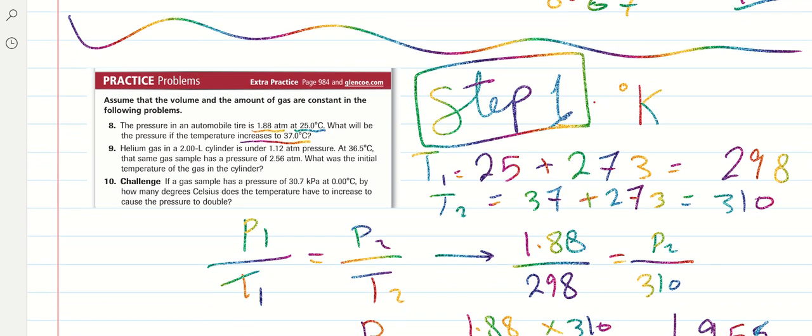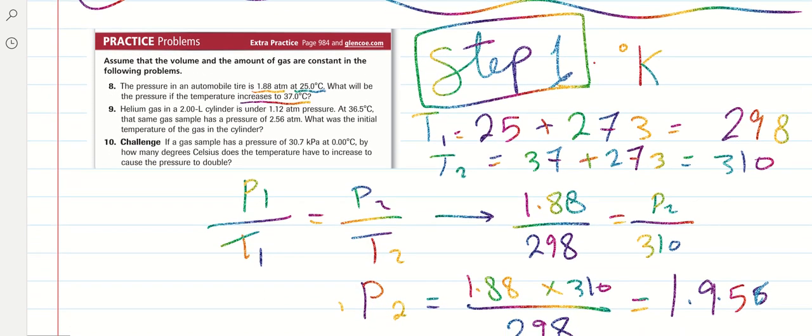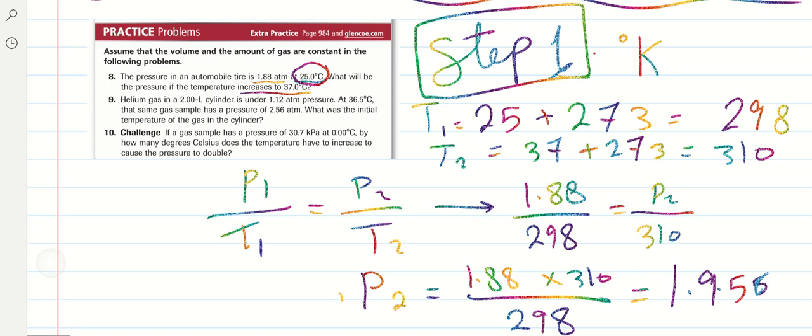Gay-Lussac's law has the same idea: they gave you the question in Celsius, and you have to change it to Kelvin. How? By adding 273. Okay, they gave me P1, 1.88. They gave me the first temperature. And I converted it to Kelvin.